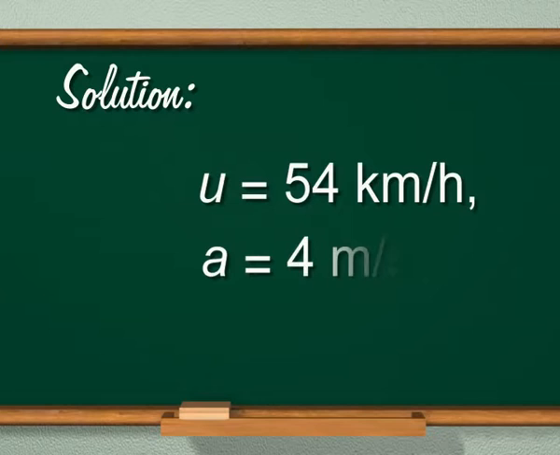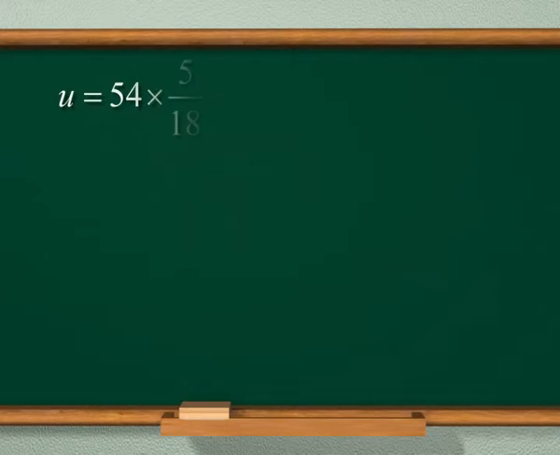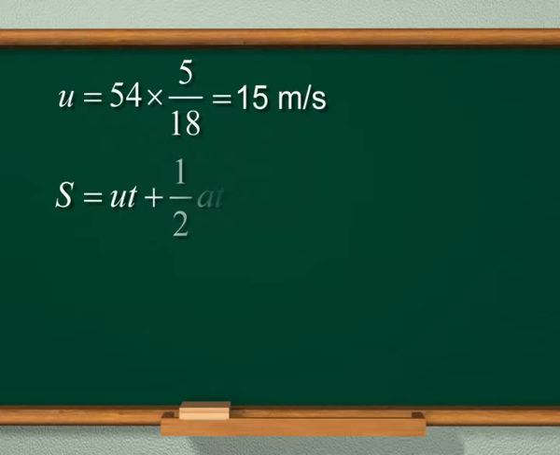Acceleration a is equal to 4 meter per second square and time t is equal to 10 seconds. The initial velocity u of the car in terms of meter per second is u is equal to 54 into 5 by 18, which is equal to 15 meter per second. Since the distance covered by the car moving with the initial velocity u and acceleration a in time t is s equal to ut plus half a t square as equation 1.